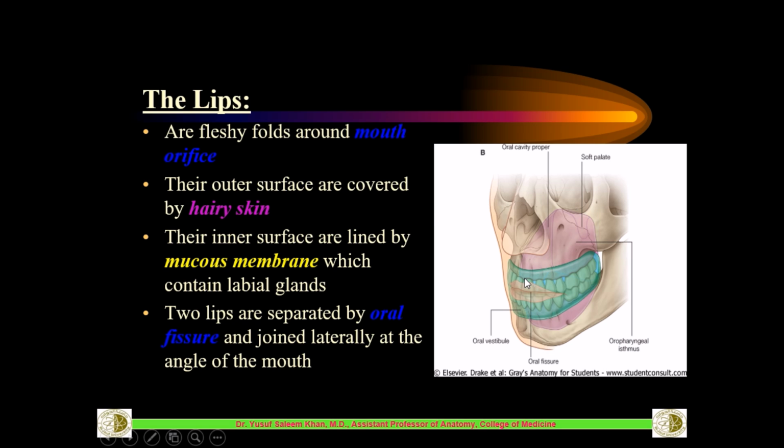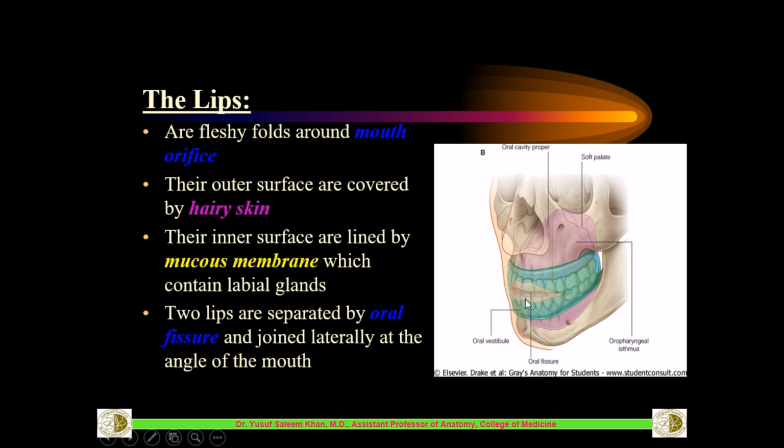The outer surface of the lips is covered by skin which is hairy, where we can have the mustache and the beard. But the inner surface is lined by the mucous membrane, which is very similar to the mucous membrane of the oral cavity itself. And this mucous membrane on the inner surface will have the labial glands.